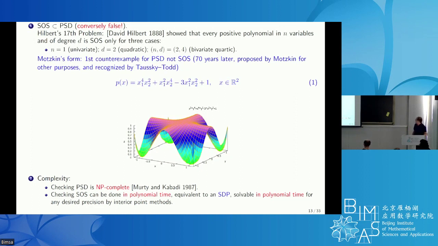One of the important reasons to study sums of squares is that checking whether a polynomial is non-negative, PSD, is an NP-hard problem, established in this year. But a sum of squares can be checked in polynomial time, because it's equivalent to an SDP, and SDP is a convex optimization problem that can be solved to any desired precision in polynomial time, right? So that is the important reason why many people are interested in sums of squares.